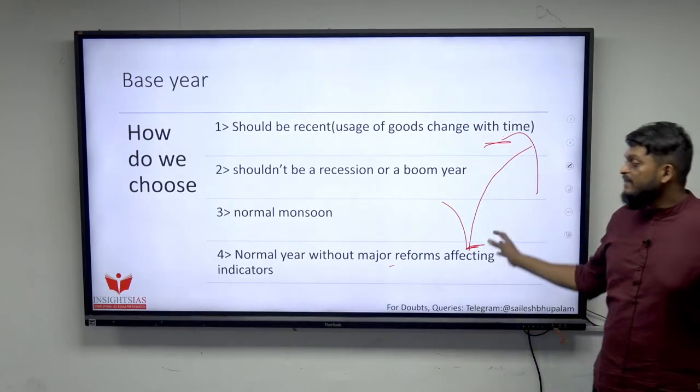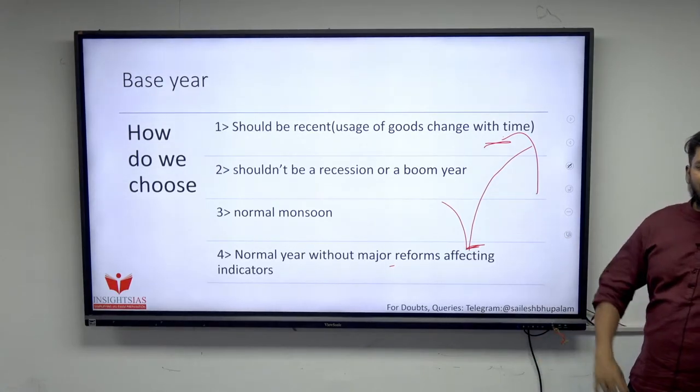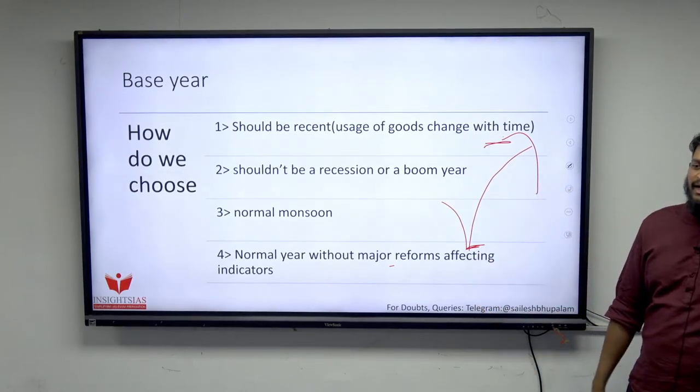So to prevent all these things, we want a normal year. Problem is, since 2011-12, this year we want to change it, but we have not been able to find a proper normal year to change it. That is why we have delayed, you can say, changing of base year in recent times.